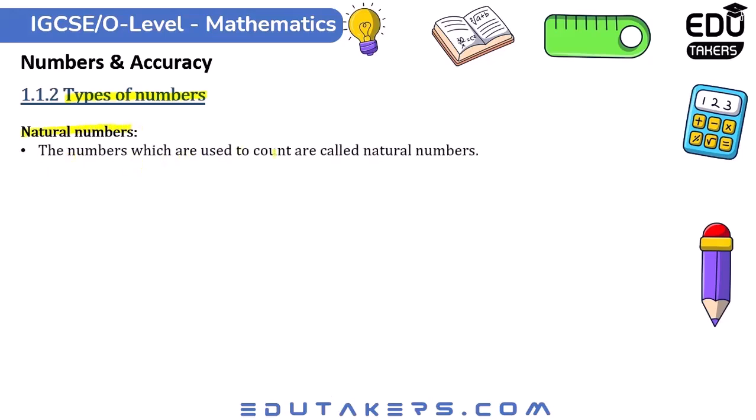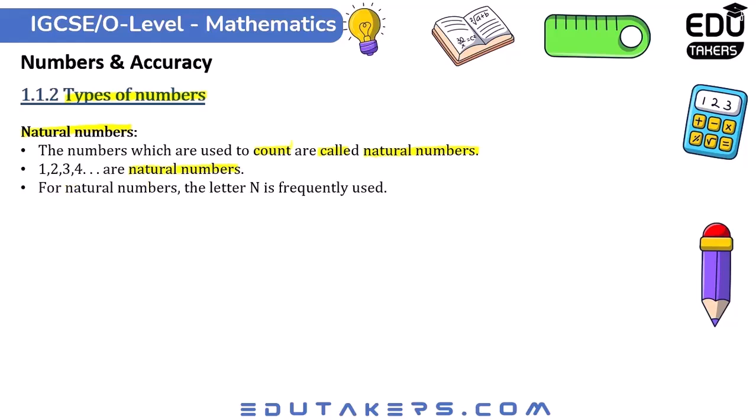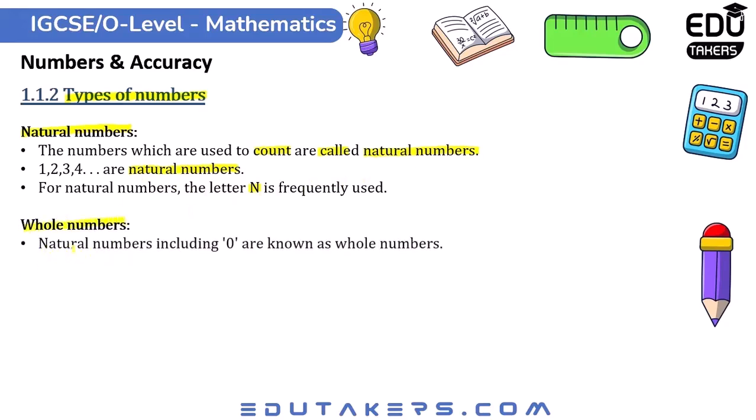The numbers which are used to count are called natural numbers. They start from 1, and 1, 2, 3, 4 and so on are natural numbers. For natural numbers, the letter capital N is frequently used. The next is whole numbers. Natural numbers including 0 are known as whole numbers. For whole numbers, the letter capital W is frequently used.